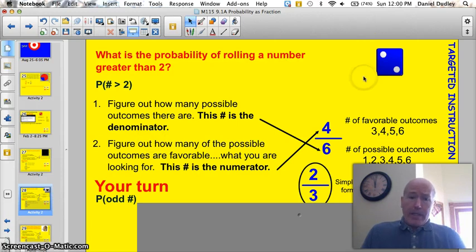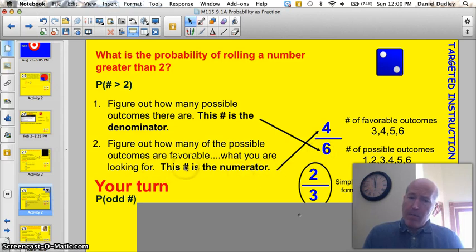We're back to rolling dice. What is the probability of rolling a number that's greater than 2? All right, so here, I expressed it in mathematical language, probability of a number greater than 2. First of all, we need to figure out how many possible outcomes there are. And this becomes the denominator again. So I could roll a 1, a 2, a 3, a 4, a 5, or 6. So just like before, 6 total outcomes possible, the denominator.